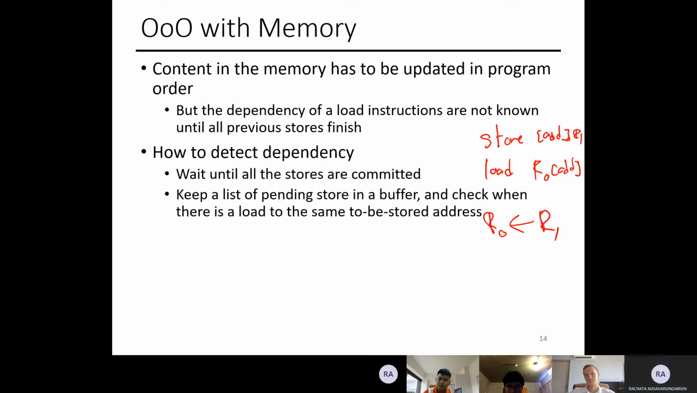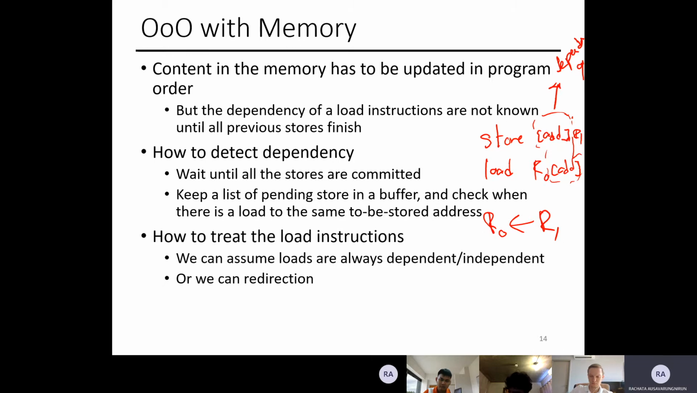So first of all, how do we detect that there's a dependency here? There's a shared address over here. This is the dependency. And how do we actually bypass some of this dependency? One easy way to do this is maybe we can assume that every single load instruction is always dependent or independent. That's a legit assumption, right?